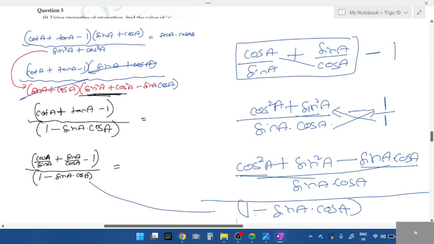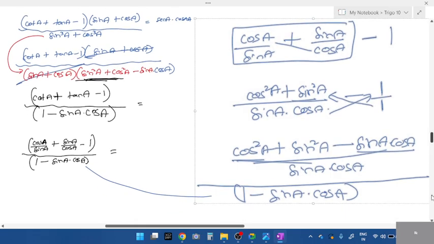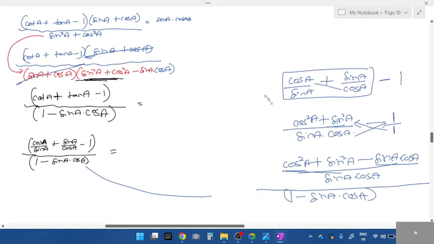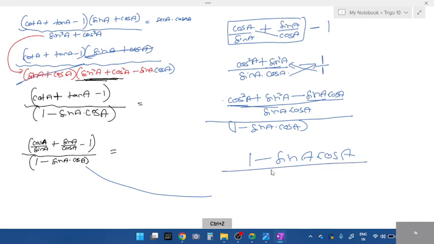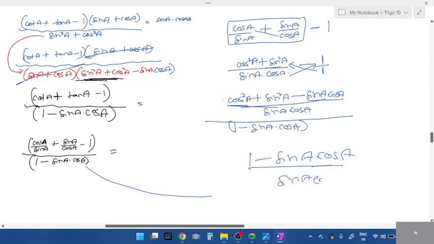Is Ruth completed? Abigail, Bhargavi, done? So this cos square A plus sin square A, or sin square A plus cos square A, both are 1, students. 1 minus sin A into cos A divided by sin A into cos A.